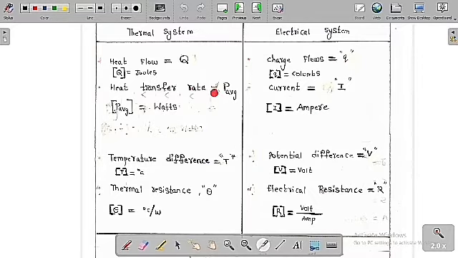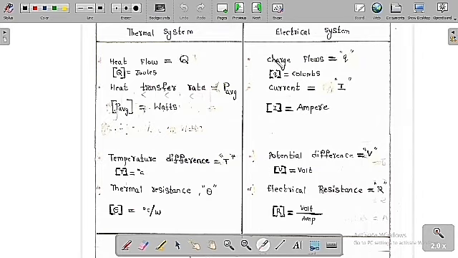Similarly, power is energy by time, so it is the differentiation of energy with respect to time. So P average is equal to d energy/dt. Similarly, current is equal to dq/dt. So here heat flows, here charge flows; here heat transfer rate or average power flows, here current flows. Here temperature difference, the unit is degree Celsius. Here potential difference, the unit is volt. Here it is called thermal resistance, and its unit is temperature difference by power, degree Celsius per watt. Here electrical resistance is volt per ampere. So this is the way you can compare the thermal system and the electrical system.